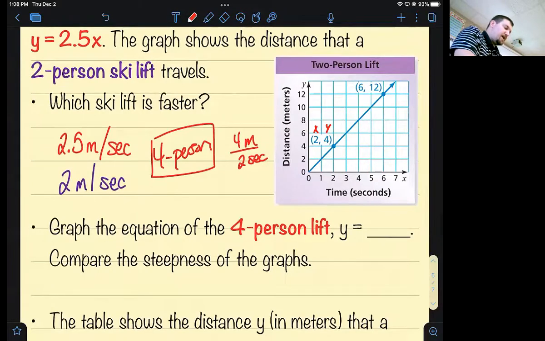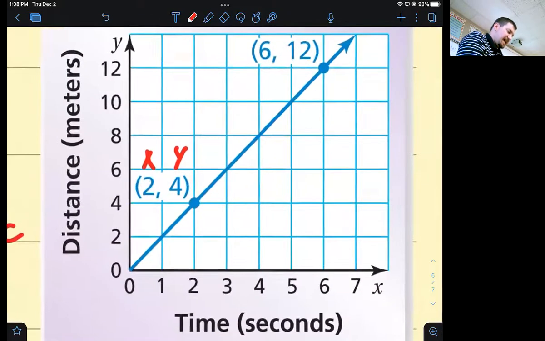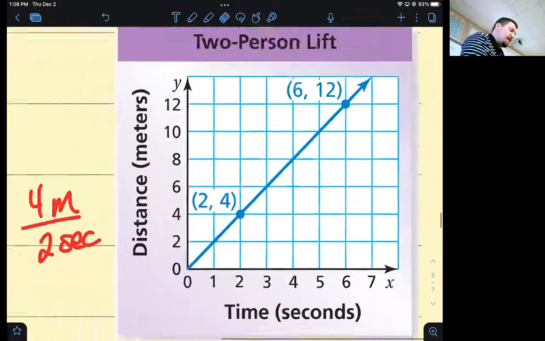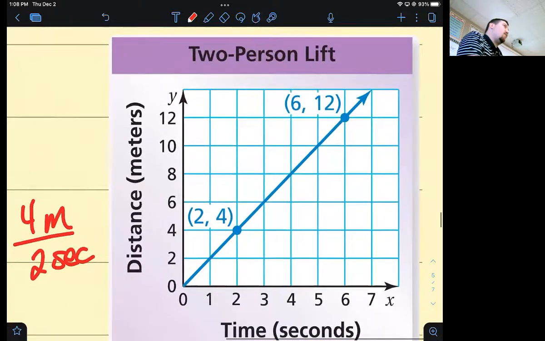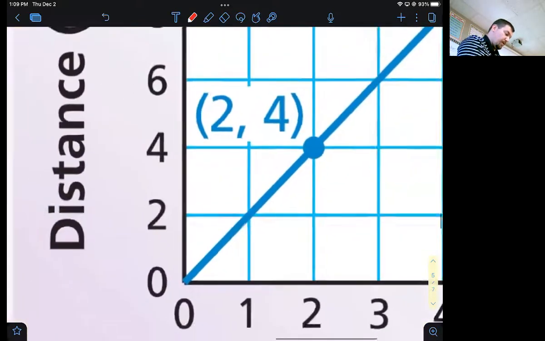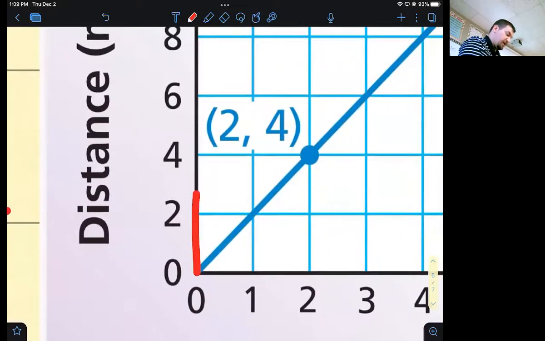It says graph the equation of the 4-person lift. This one, yeah, but it wants me to put it next to it. I'm just going to graph it next to it. The 4-person ski lift also goes through the origin, has a slope of 2.5. I don't know if I'm going to be really good at graphing rise 2.5, run 1, like 2.5 would be somewhere in this area, but I'm not completely sure.